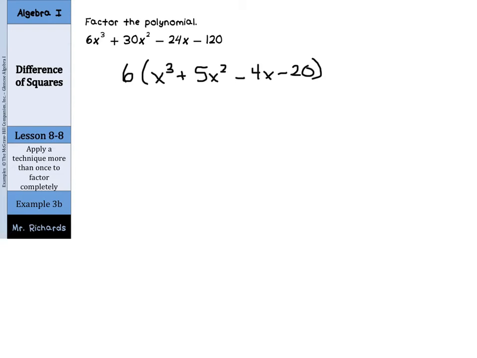Now, let's group the terms with common factors. We'll have 6 times, let's group here, the x cubed minus 4x, and we'll add that to the grouping of 5x squared minus 20.